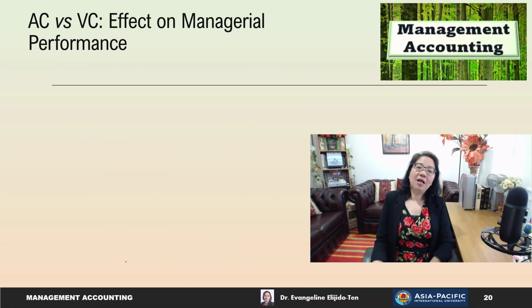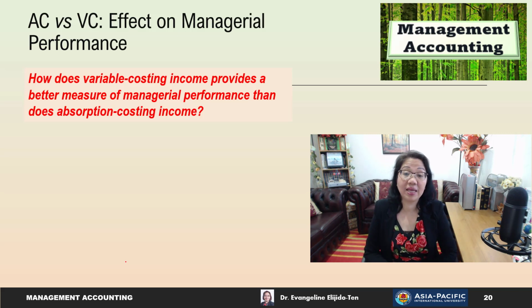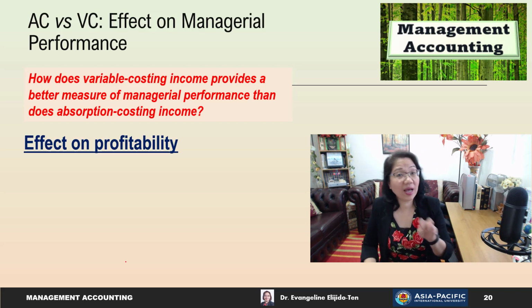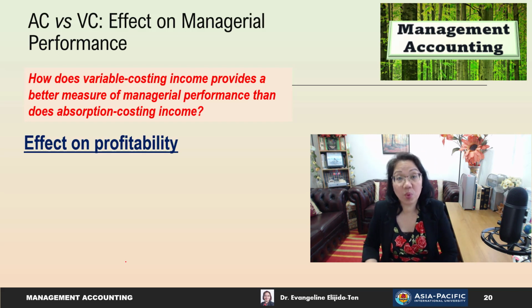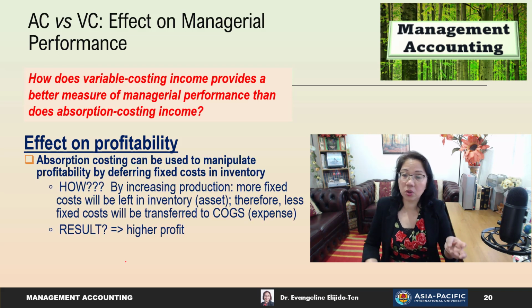All right. Now, the question is, how does variable costing income provide a better measure for managerial performance compared to absorption costing income? Well, look at the effect on profitability of using absorption costing. Absorption costing can be used actually to manipulate profitability. Why?